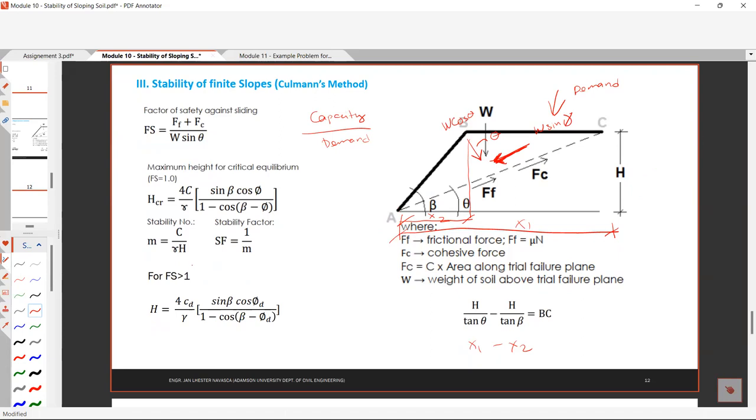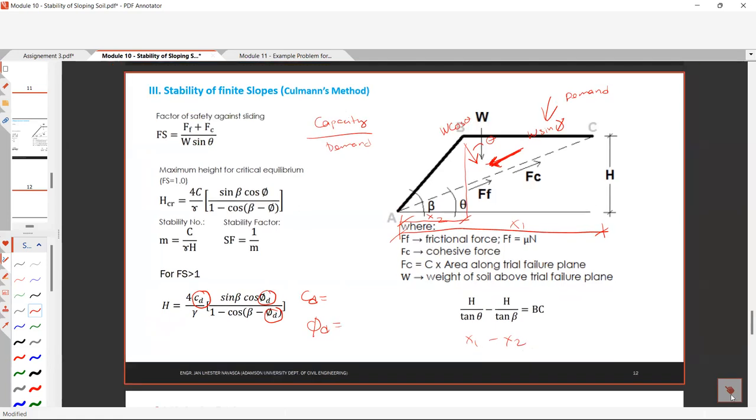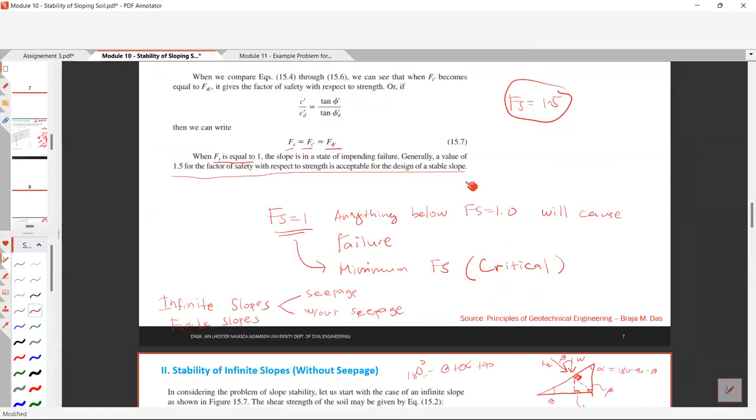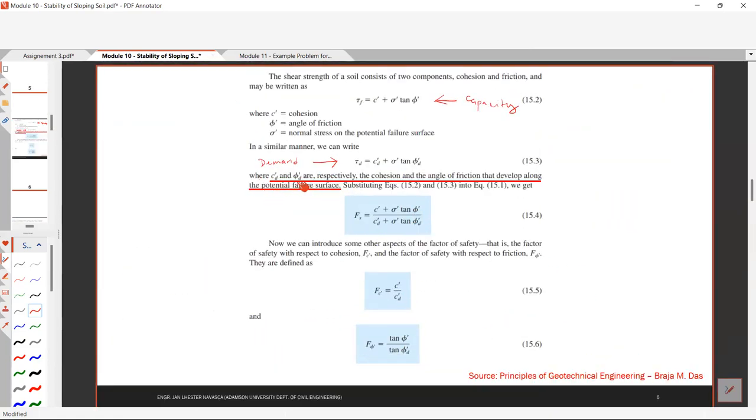And if your factor of safety is greater than 1, this equation will be changed to this equation. Okay, anong pinagkaiba lang ng equation na to sa equation ng FS equals 1? So if your FS is greater than 1, you need to find the CD and your phi sub D. CD is the cohesion developed in the potential failure plane, or the demand cohesion in the demand plane. And phi sub D is the angle of friction in the developed potential surface. So you need to solve for that one.